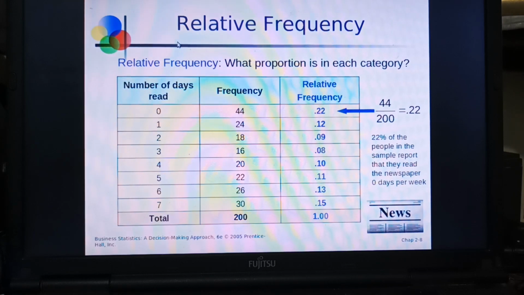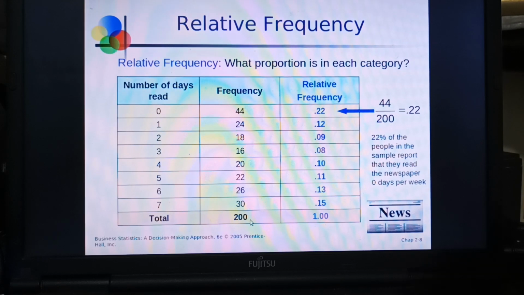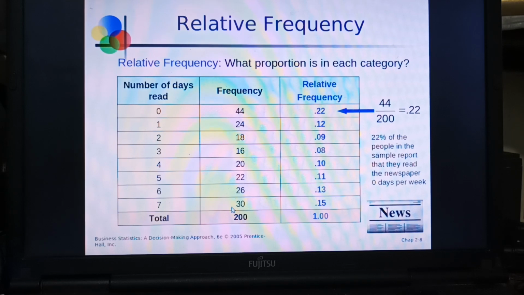Now, that was the frequency distribution. Here we have the relative frequency. The relative frequency tells us what proportion is in each category. Here, there are 200 respondents interviewed, and the frequencies are these: 44, 24, 18, 16, 20, 22, 26, 30, for the total of 200.